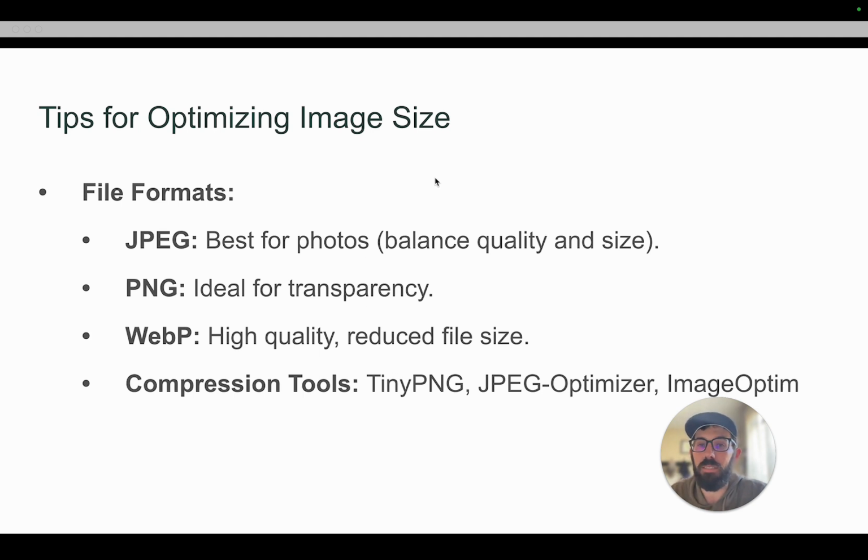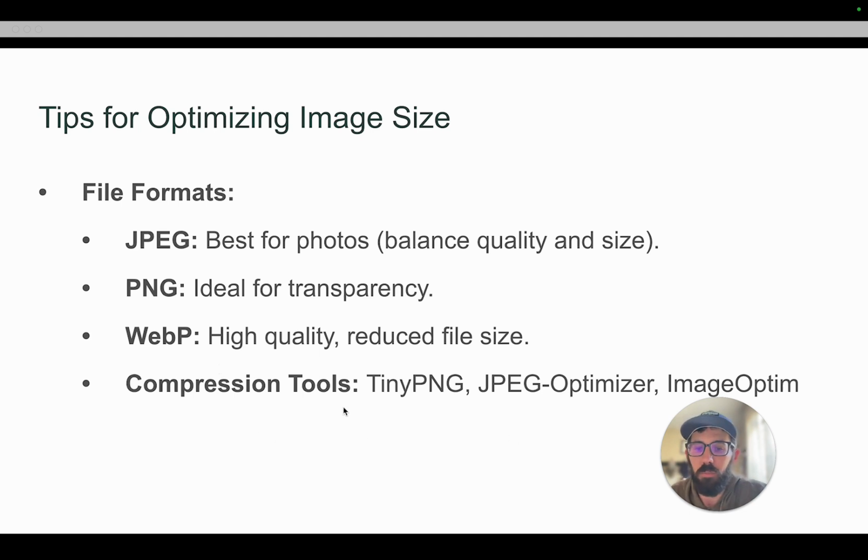Tips for optimizing image size. So pay attention to file formats. JPEG files, best for photos, balancing quality and size. PNG files, ideal for transparency or text if there's text in the image. And then WebP, it's a newer format, but that's usually right now, at least since fall of 2024, a pretty good way to go where you're going to get high quality but very small file size.